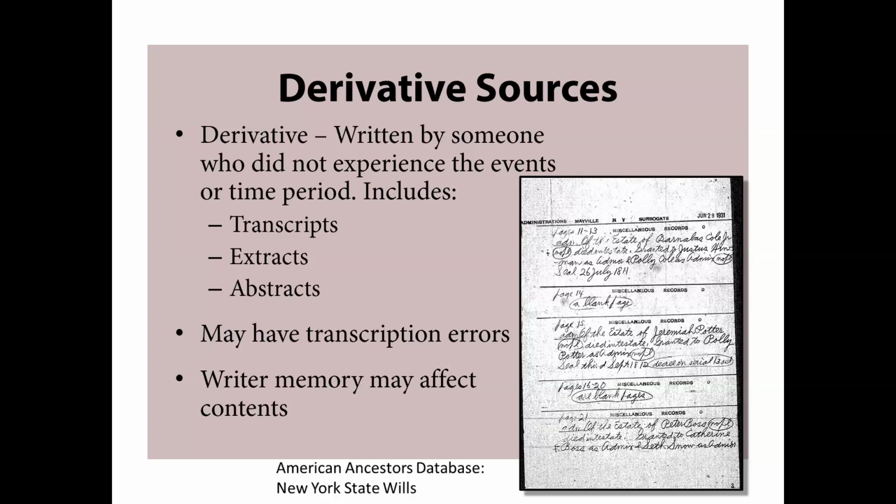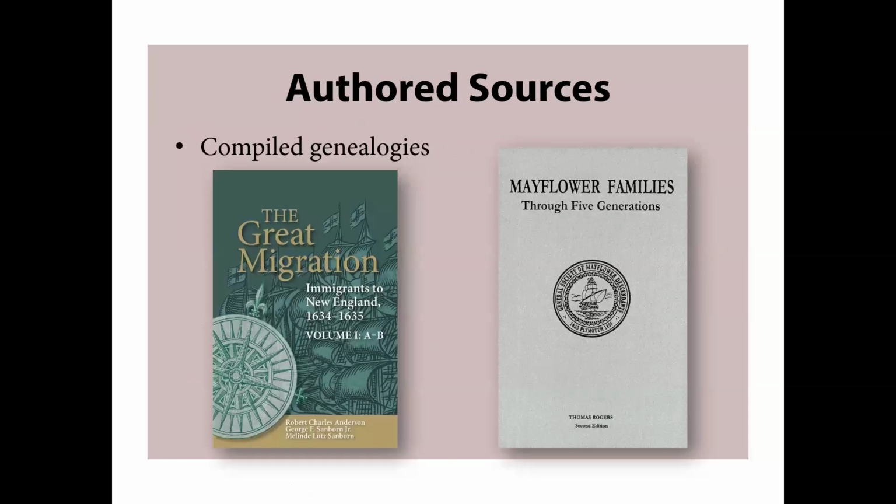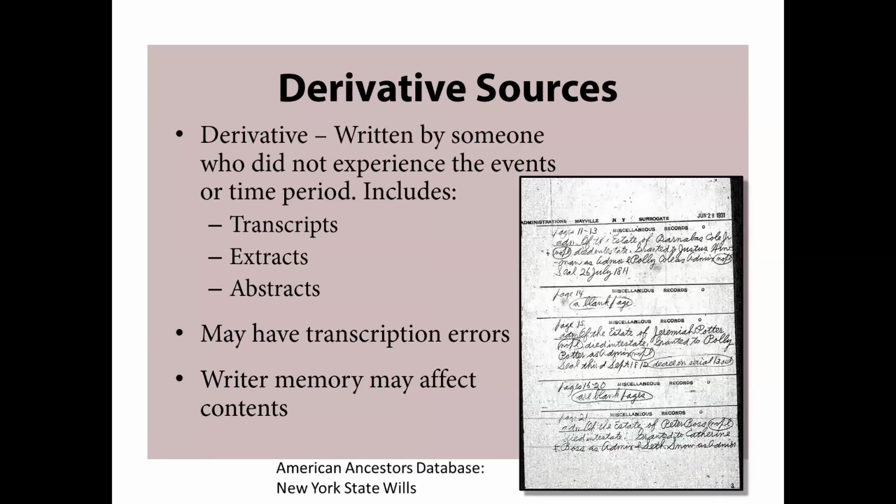And even with transcriptions, there could be errors because they are copying that information. And also something to keep in mind is that the writer's memory could affect the contents. So sometimes you could find that there could be a bias that could potentially be introduced by accident into those records. Let's just go back for a second. And that image, by the way, is from our website, American Ancestors. It is our New York State wills, and it is showing these different abstracts of information from the surrogate court records. So you'll see it's very abbreviated.